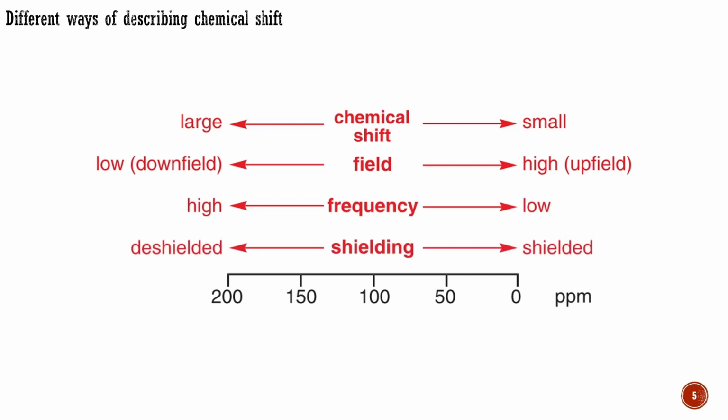Another helpful description I have already used is shielding. Each carbon nucleus is surrounded by electrons that shield the nucleus from the applied field. Simple saturated carbon nuclei are the most shielded. They have small chemical shifts between 0 and 50 ppm and resonate at high field. One electronegative oxygen atom moves the chemical shift downfield into the 50 to 100 ppm region.